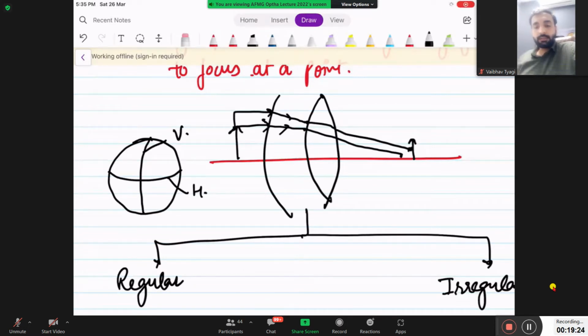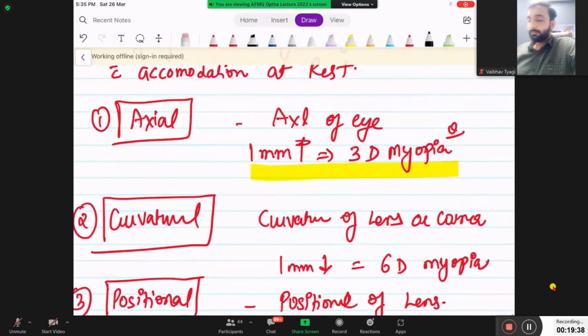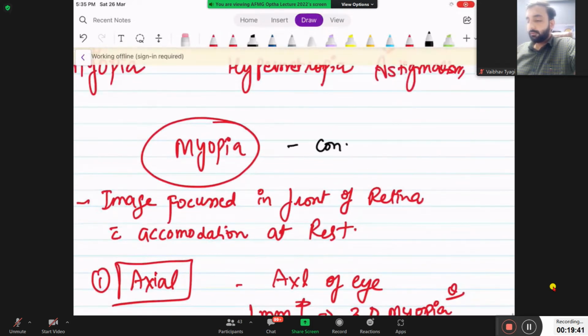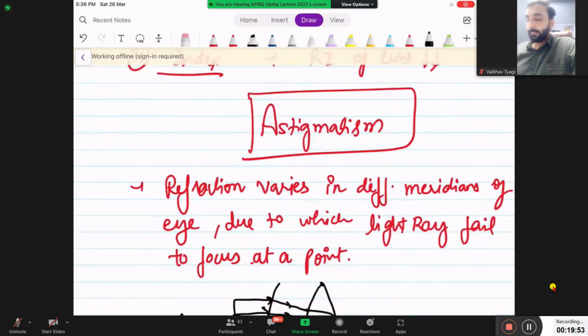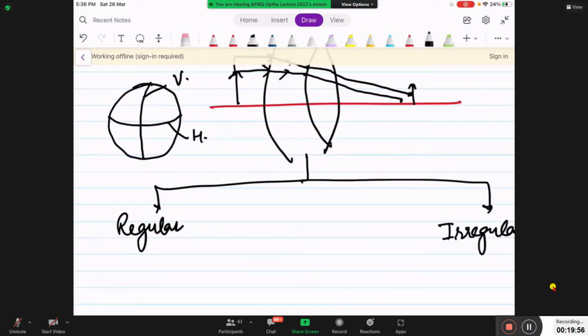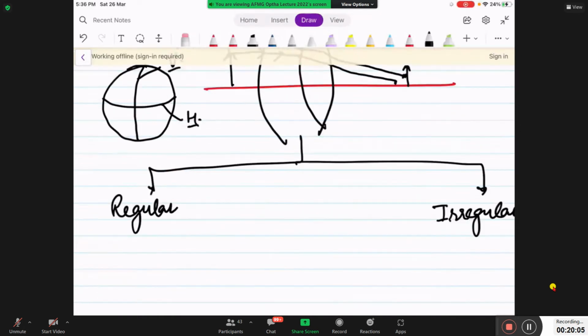The treatment we have already discussed. Myopia, we prescribe minus glasses. Hypermetropia, we prescribe plus glasses. In myopia, we prescribe minus glasses, concave glasses. In hypermetropia, we prescribe plus glasses, which are the convex glasses. Coming back to astigmatism, this cornea has a vertical meridian and a horizontal meridian, right? So this is normal.